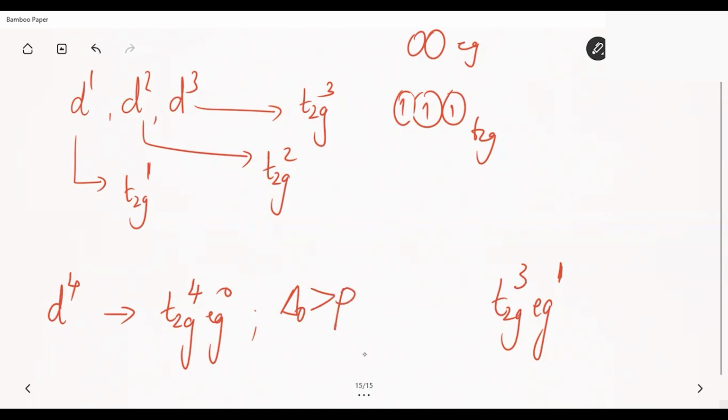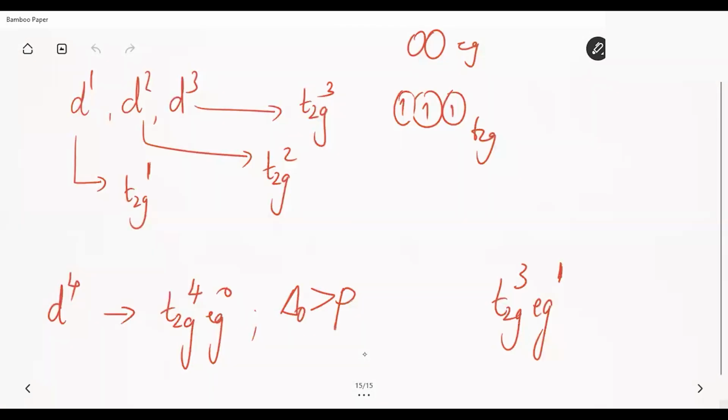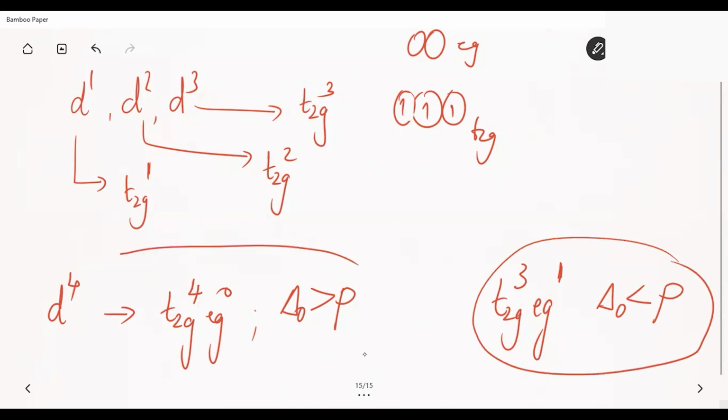If delta O is very great, that means what? This gap is very big, right? This energy is big. So they will prefer to pair. Okay, that is the case. If delta O is less, they can easily jump to each level, right? So they will jump and become this configuration. So two configurations are possible in the case of d4. Okay, that is the thing you have to understand.